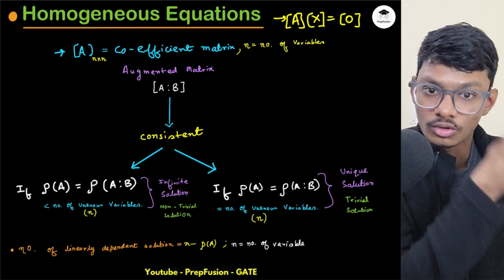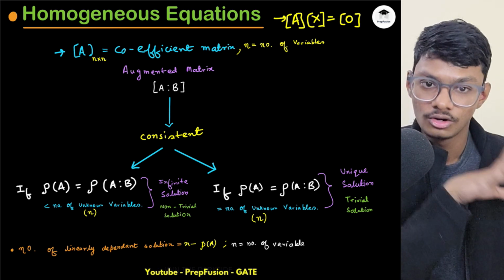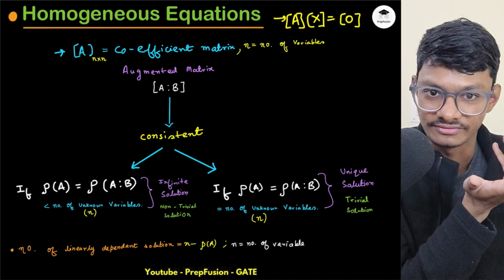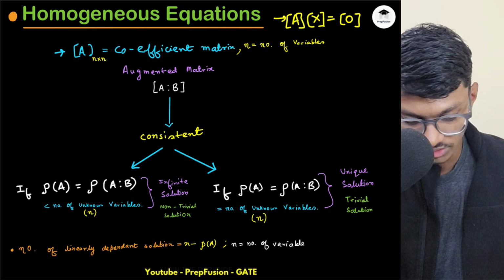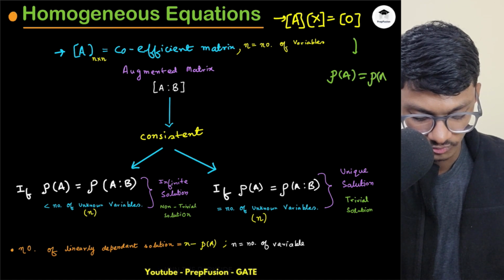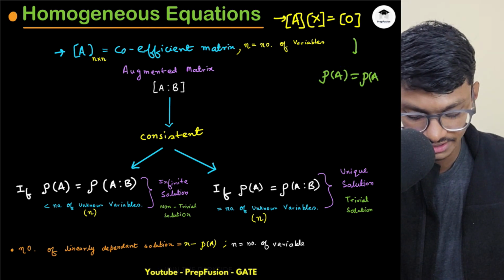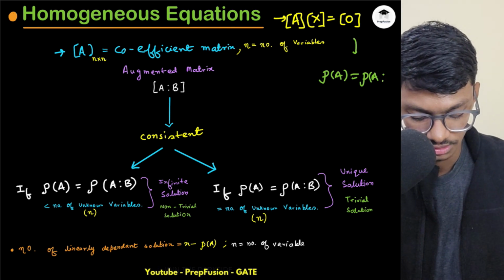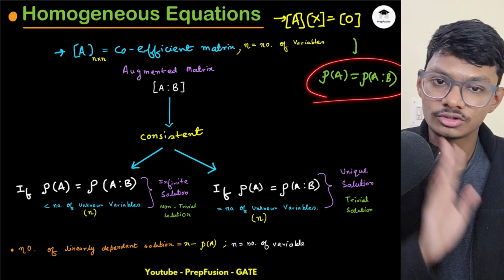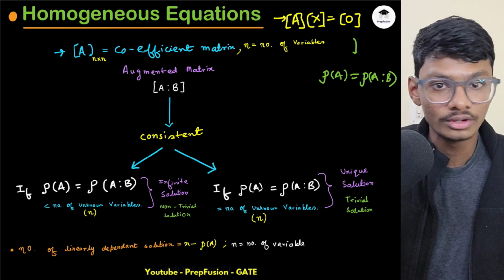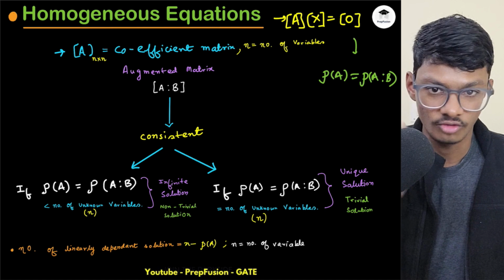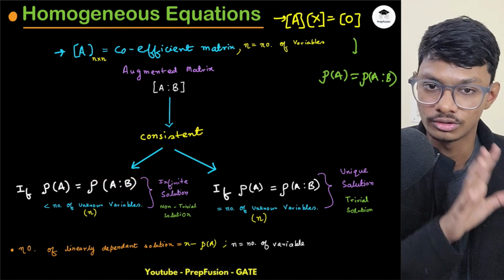The right hand column is totally 0, so obviously it won't matter. The rank of A will be the same as the rank of the augmented matrix, because B is the 0 matrix itself. So rank of A will always equal rank of AB, no matter what. Then the no solution case can't happen, because for no solution, rank of A must not equal rank of AB. But here rank of A is always equal to rank of AB.